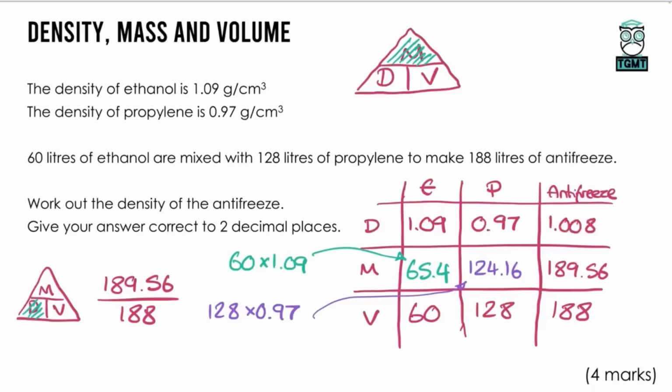1.00829. There's a lot of decimals here, but it does want my answer to 2 decimal places. So if we chop it after the 0, that is going to round to 2 decimal places as 1.01, and that'll be in grams per centimetre cubed. And there we go, there is our density question where we had a mixture involved.